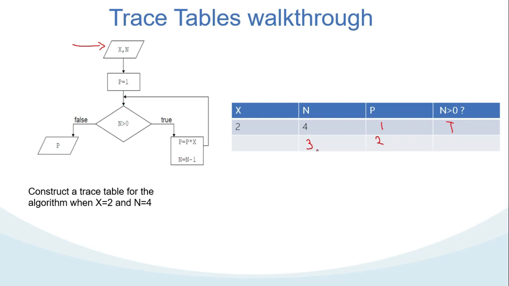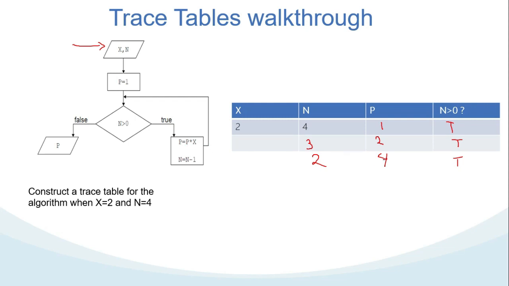N, which is 3, greater than 0, true. Since it is true, we will execute again this one. Now our P is 2 times X, which is 2, which is 4. We put it under P. And then the N, which is 3 minus 1 is 2. We put it in the N. Now we go back to this one. Check again. N is 2, greater than 0, then true. Since it is true, we will execute again this.